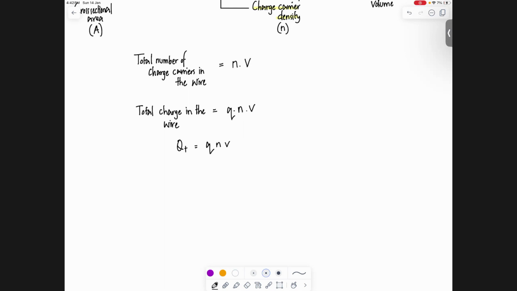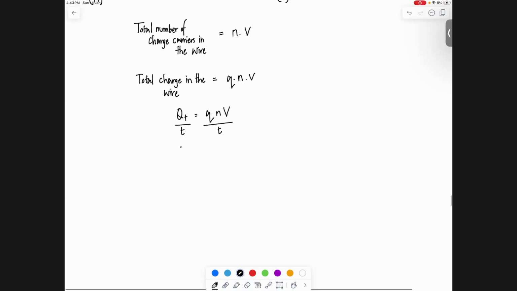Now what we will do is find the rate at which the charge is moving. To find a rate, there's only one thing you can do. What do you do? Divide by time, right? So I'll divide this side by time, and I'll divide this side by time as well. What is the total charge transfer per unit time known as? Current, right? So the left side is total charge by time, which is current. On the right side you get Q N V divided by T.